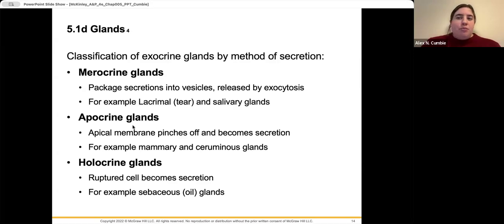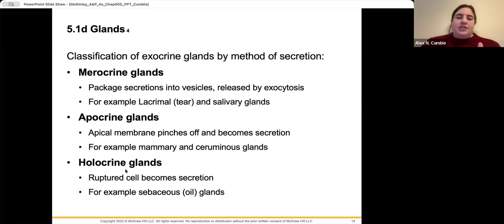Apocrine glands, we have a bit more of a secretion coming out. So this is our next level. Apocrine glands actually have part of their surface, part of the cell, pinch off, and it's part of the secretion. So not only are we secreting whatever substance we make, but part of the cell is coming off itself, which can cause a problem. We'll talk about that. Some examples are your mammary glands and your ceruminous glands, earwax glands.